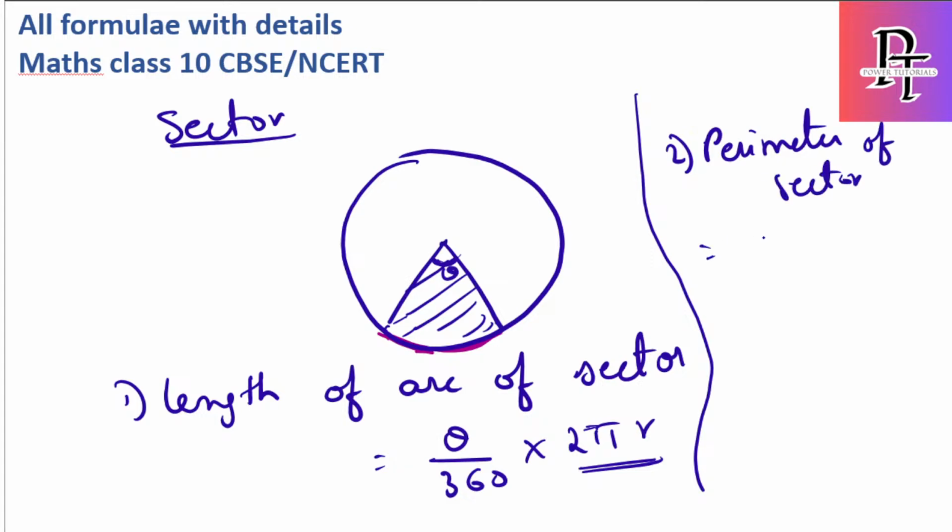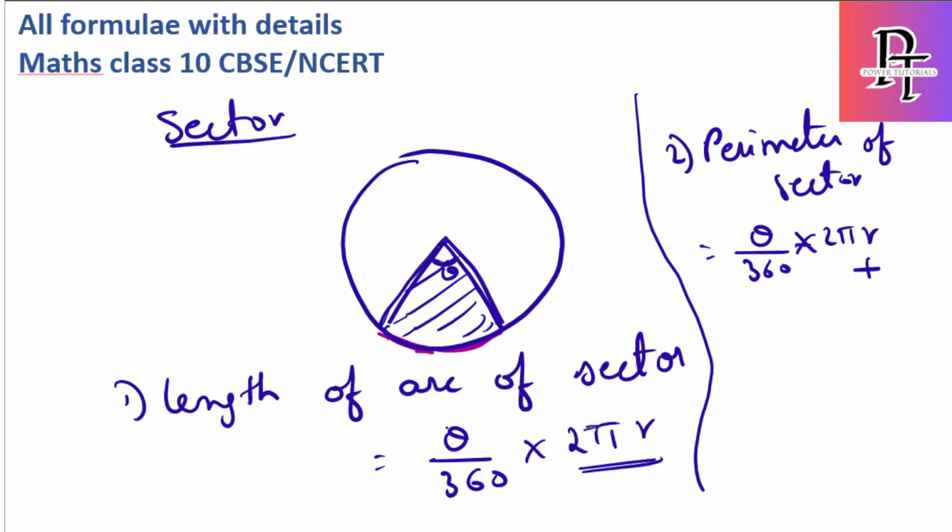Perimeter of sector is theta by 360 into 2 pi r, plus this r and this r, because this is the complete sector. So what is perimeter? The complete border length of any 2D diagram is nothing but perimeter. So this is the perimeter, because these are the two borders and this is the other border.